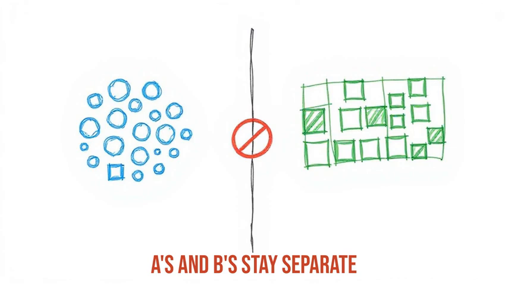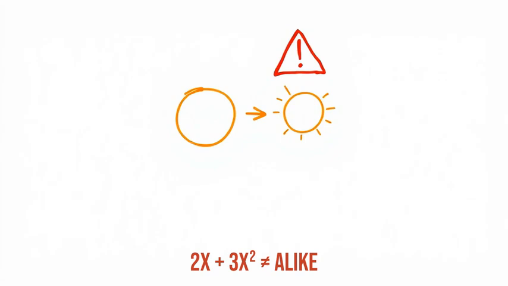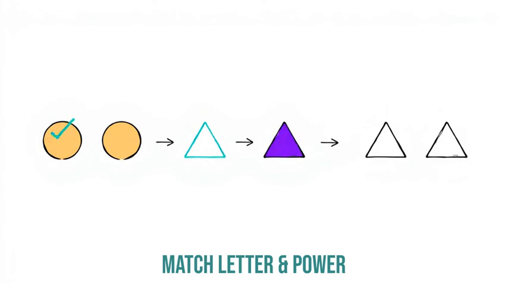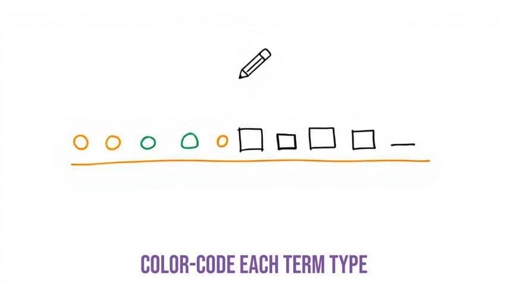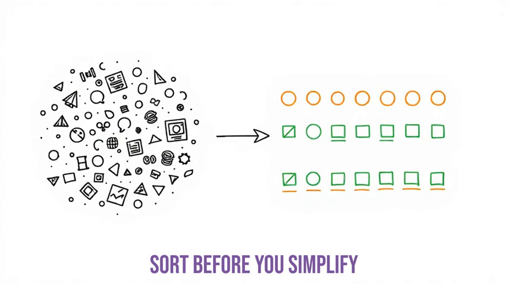They always stay separate. A common mistake is combining terms that look similar but aren't actually alike. Always check the letter and the power match exactly before you add anything. A good habit is underlining or color-coding each type of term before simplifying. This stops you mixing things up, especially in longer, messier expressions.